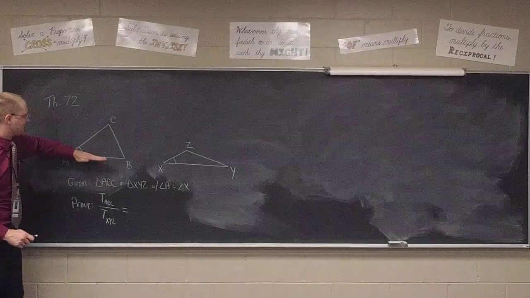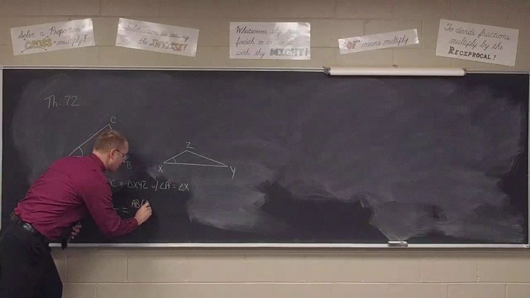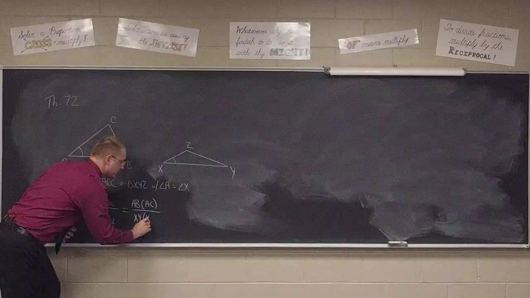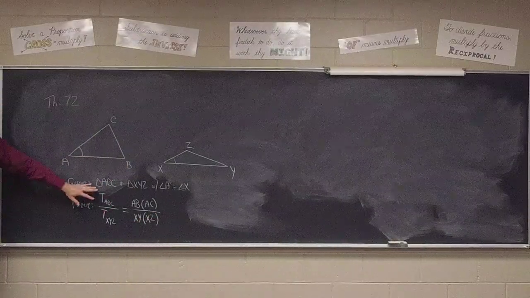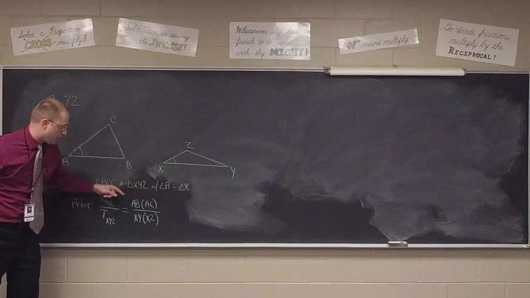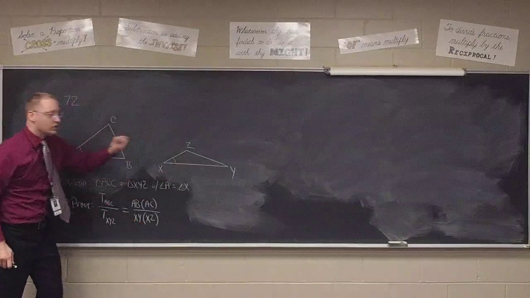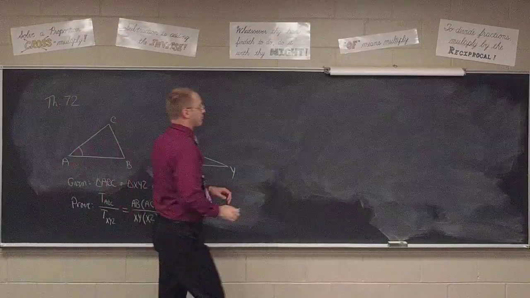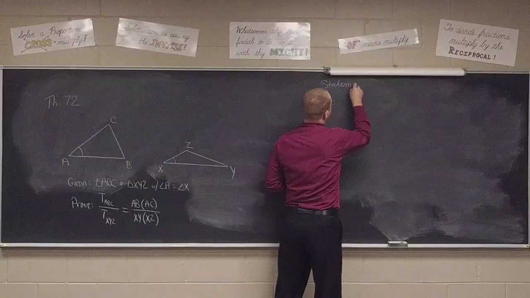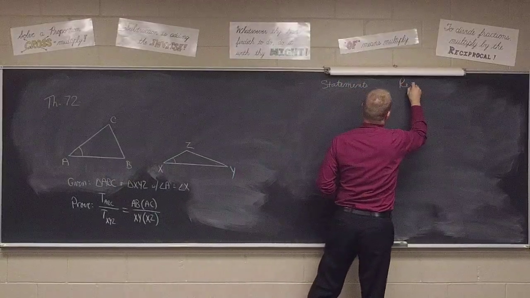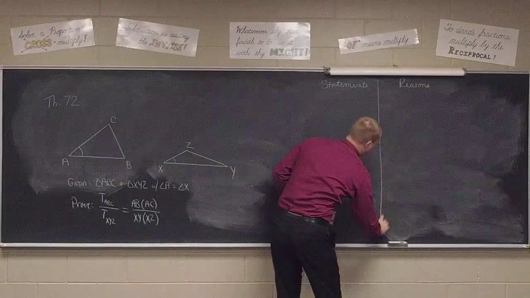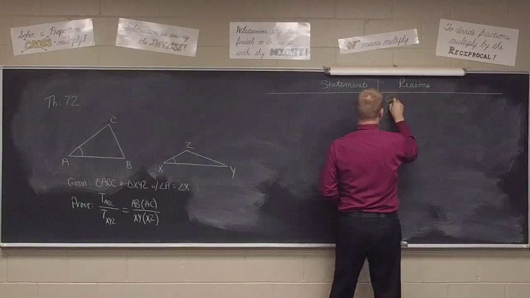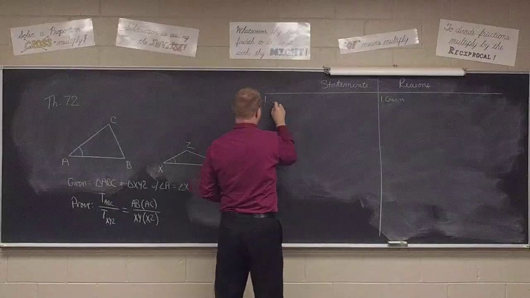So in other words, if I were to multiply side AB times side AC, I could compare that product to the sides XY times XZ. Prove that the areas are to each other as the products of the sides forming the angles. That's what we're going to try to prove. Once you have that down, two columns, statements, reasons. And go and get down your first statement and your first reason.